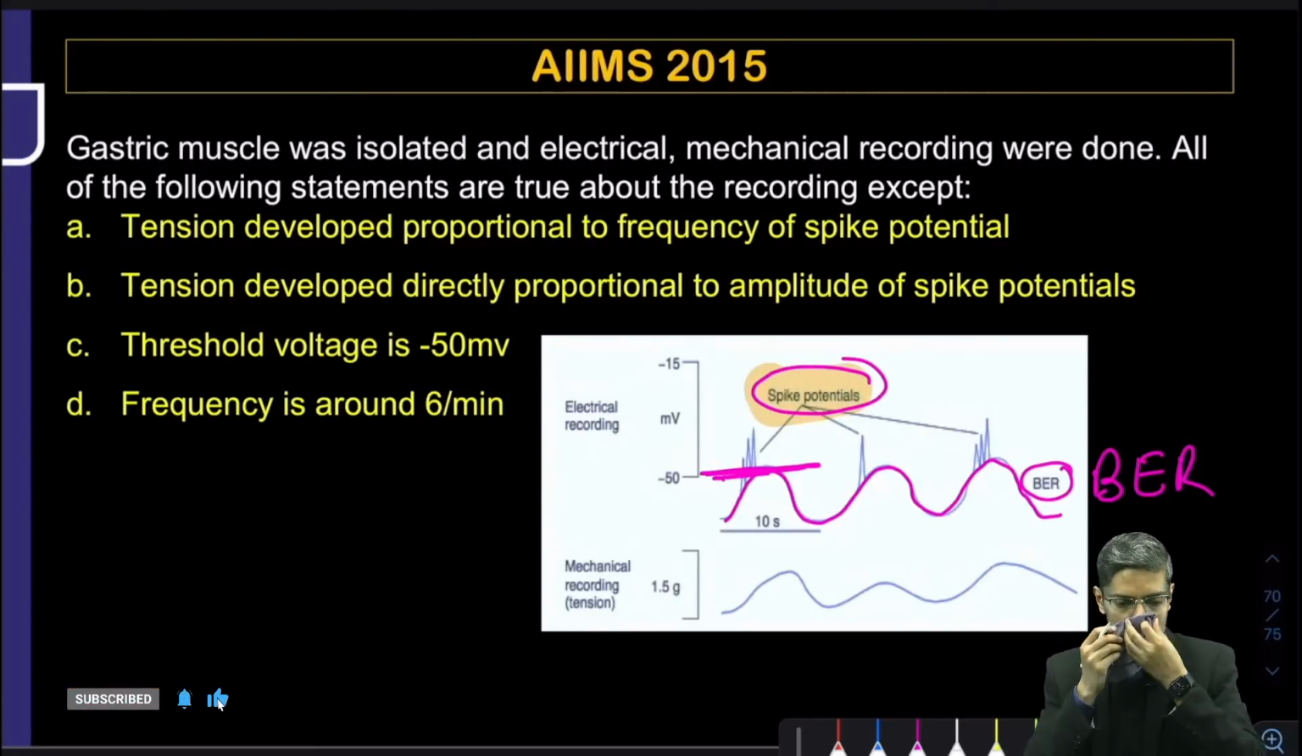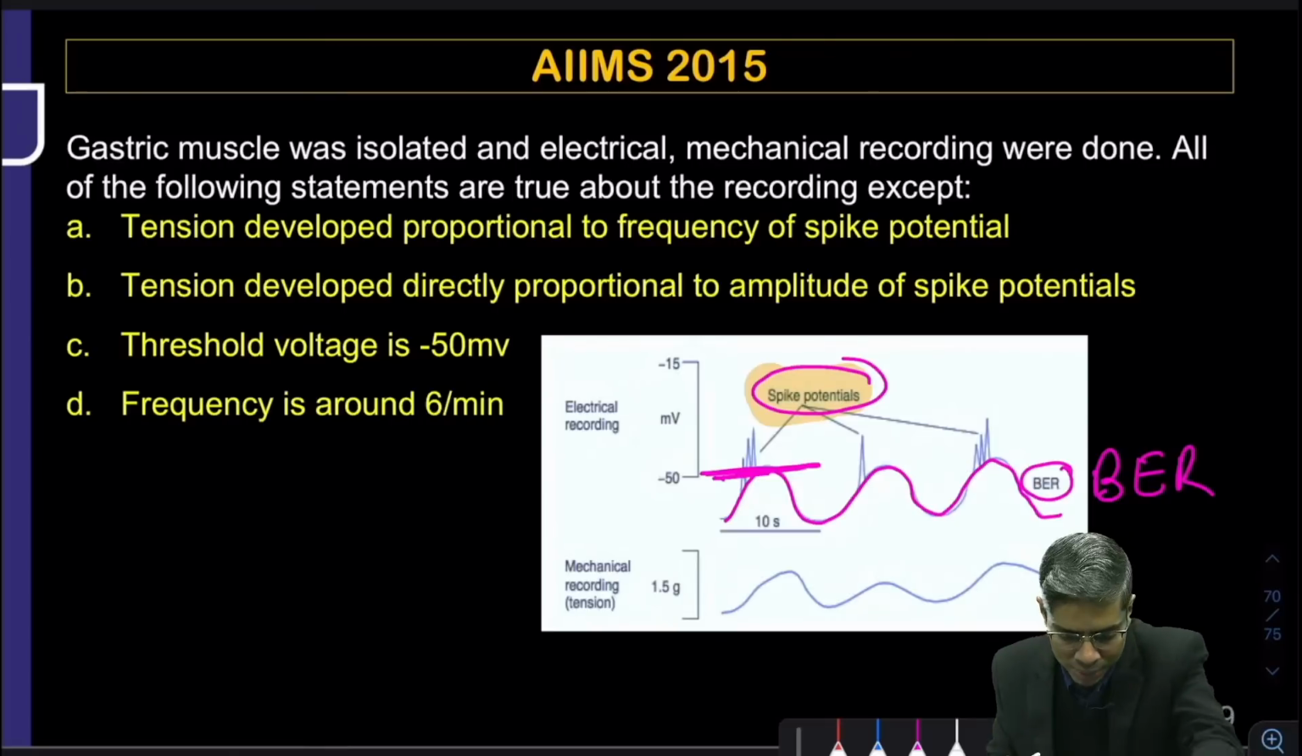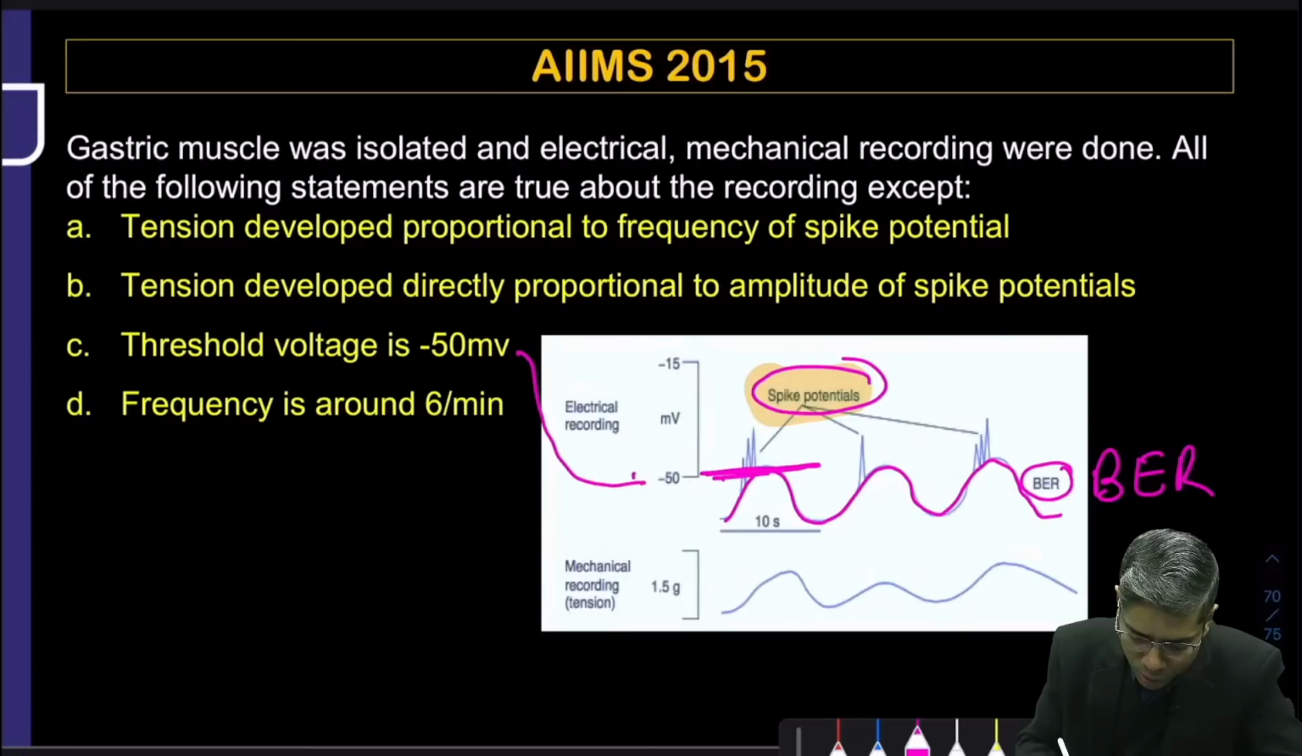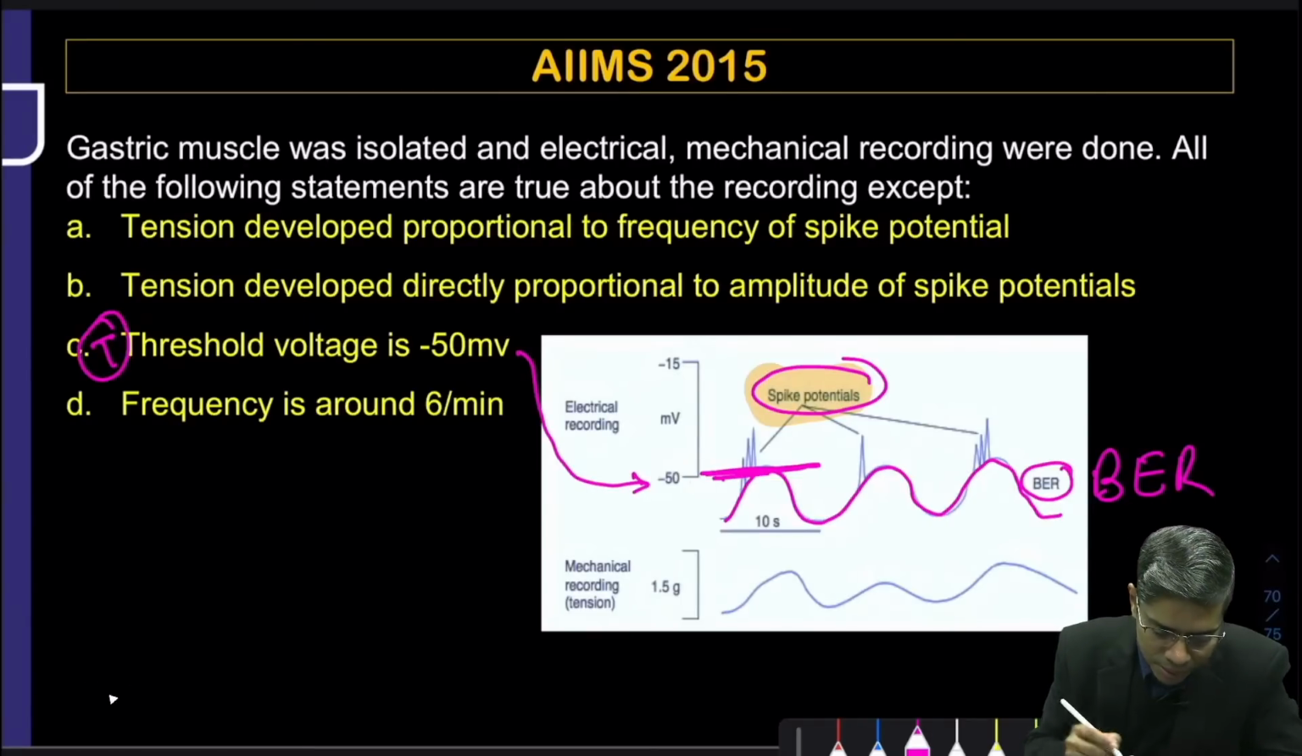Getting my point? देखो, diagram को अच्छे से देखो. Whenever the BER is going above this voltage, means which voltage? Minus 50 millivolt. That means this minus 50 millivolt is the threshold voltage. Absolutely true. So this is the true statement.